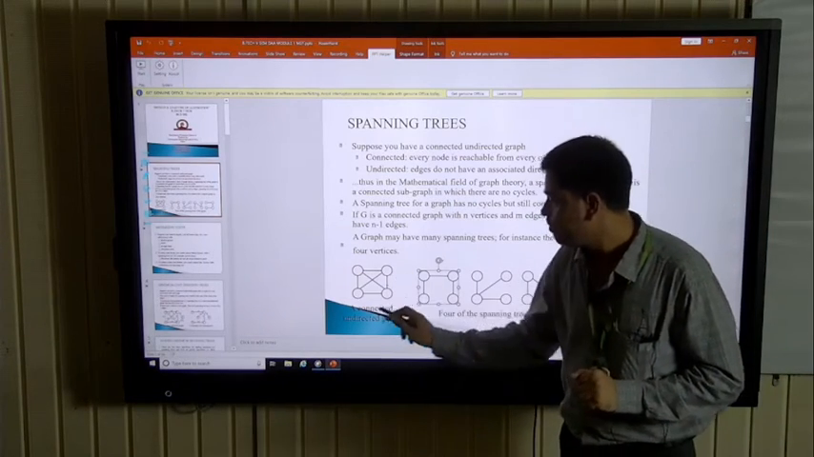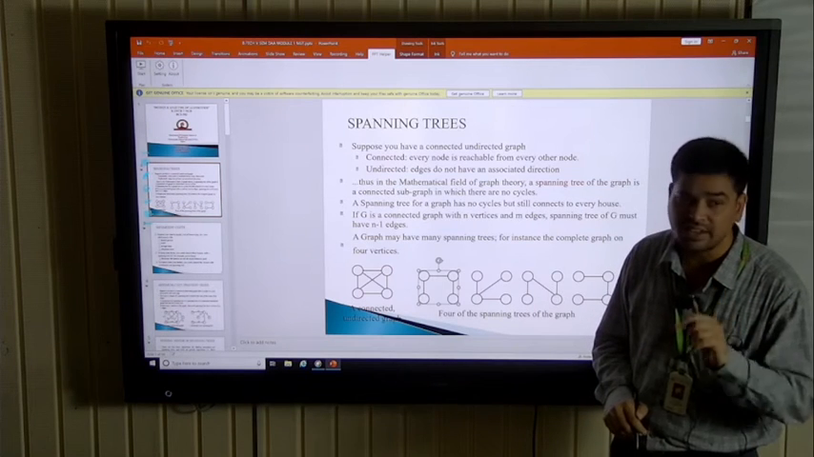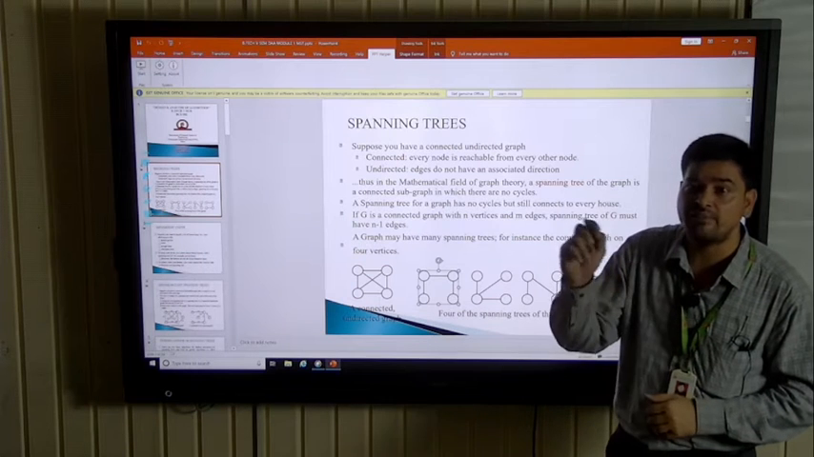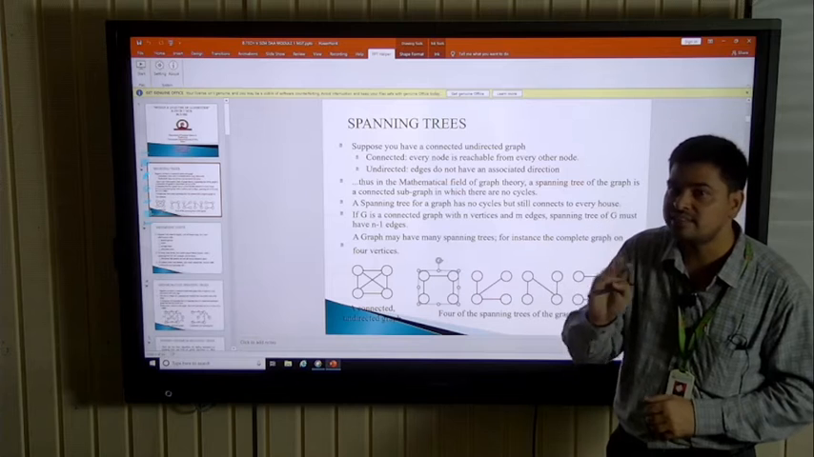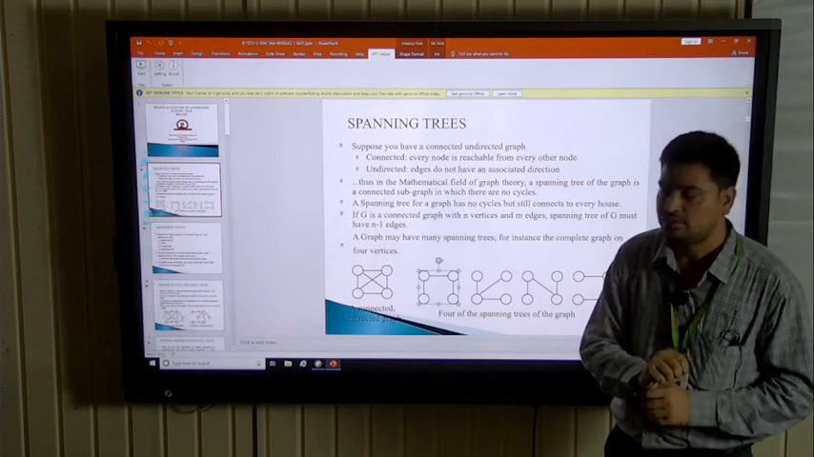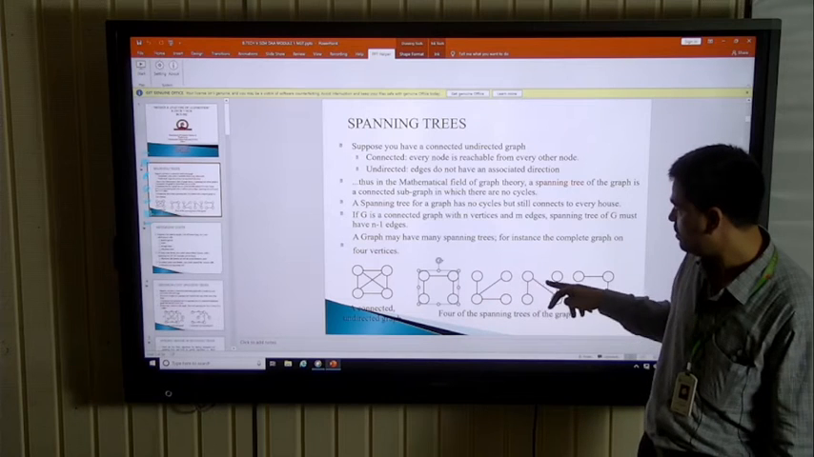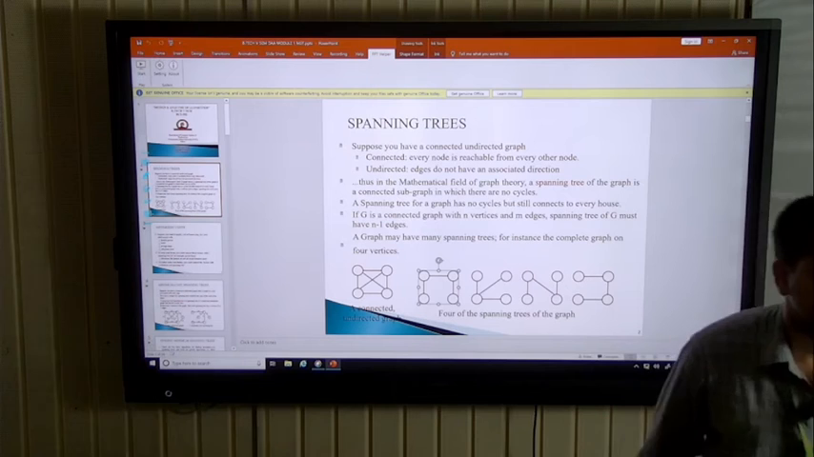How many nodes? The value of n is 4. So how many edges in the spanning tree? n minus 1, so 4 minus 1 is 3. So how many edges in the spanning tree? 3: 1, 2, 3. This is the answer for a spanning tree. Okay?